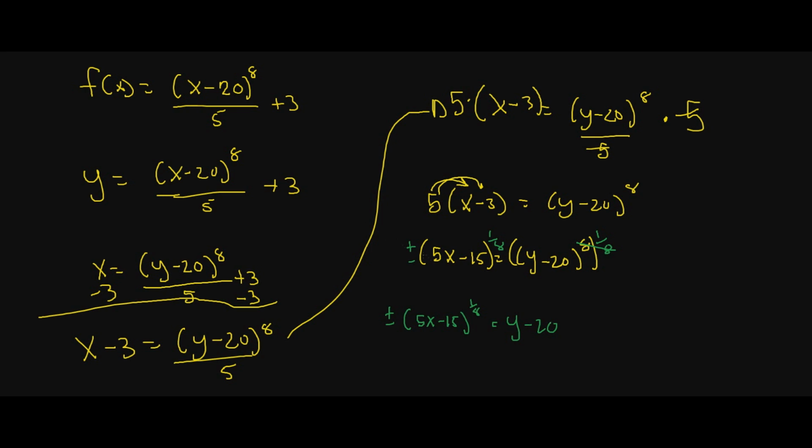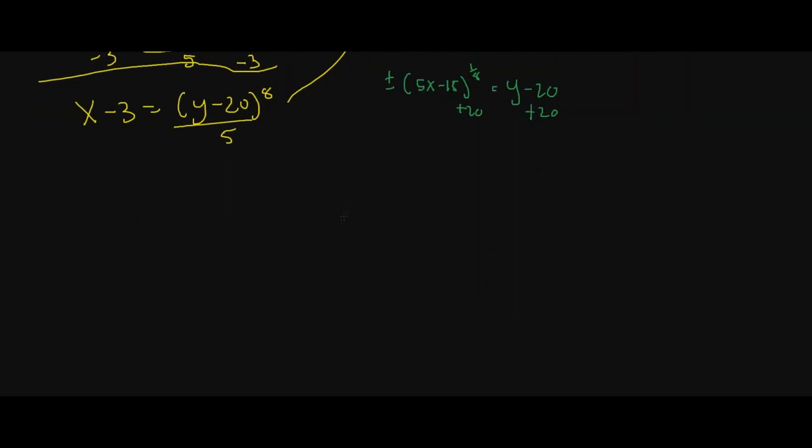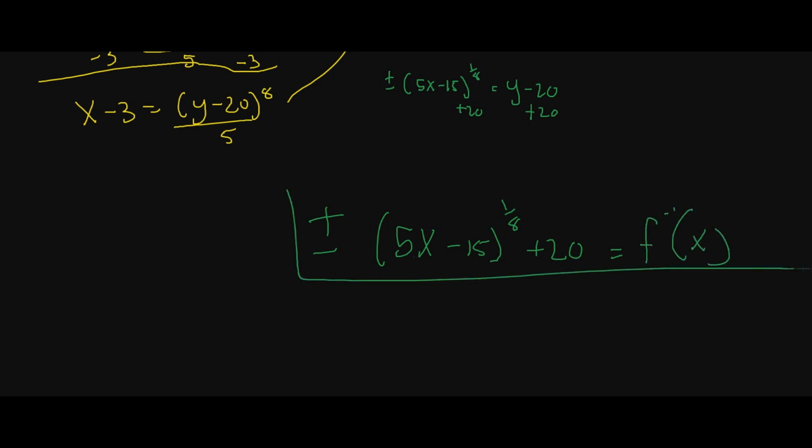The last thing to do is just get rid of the minus 20 by adding 20 to both sides, my friends. And we get plus or minus 5x minus 15 raised to the 1/8, plus 20, because, oops, I put 120. Okay, because we can't add anything on the inside because it's bounded by the 1/8. Okay, is equal to y, or now we can denote it like this, which means inverse, and we are done.